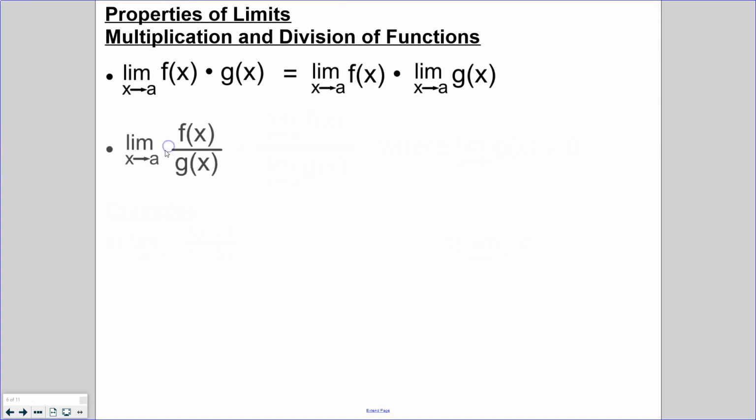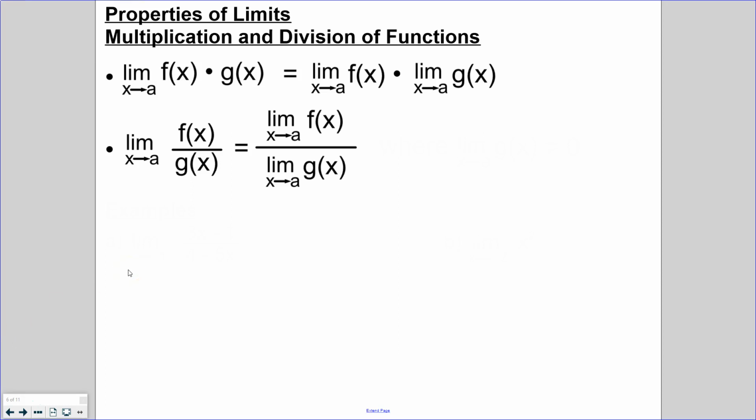And the same thing goes for division. If we have the limit as x approaches a of f of x over g of x, that is going to be the limit of f of x all over the limit of g of x. So, again, just like addition and subtraction, we can break apart the pieces and take the limits of each piece individually.